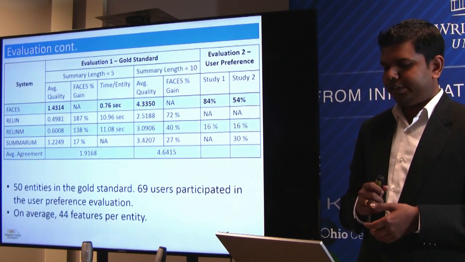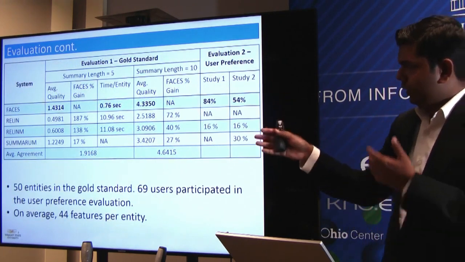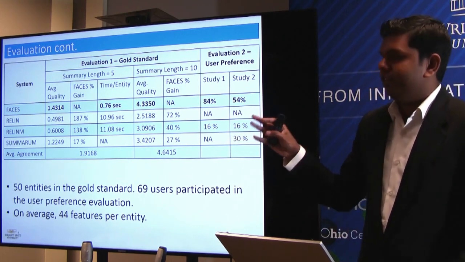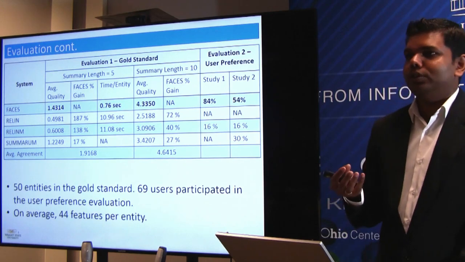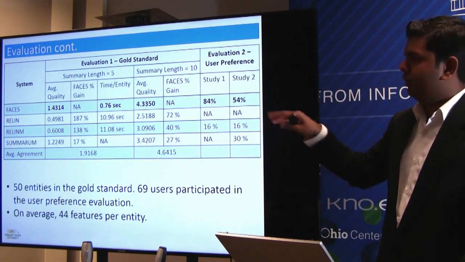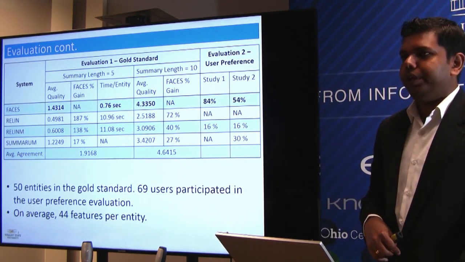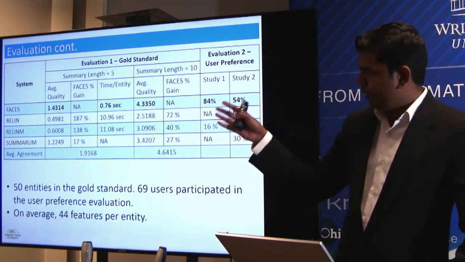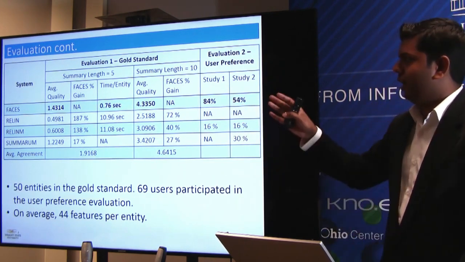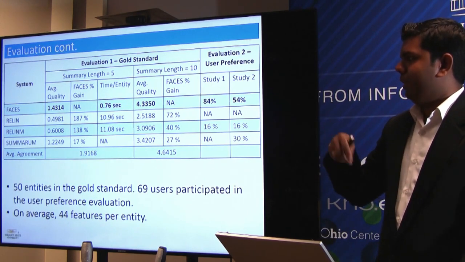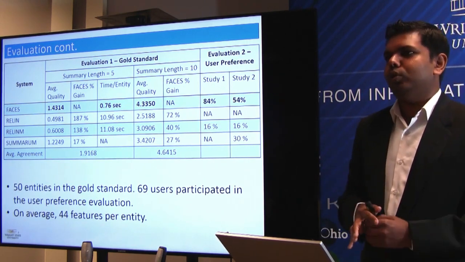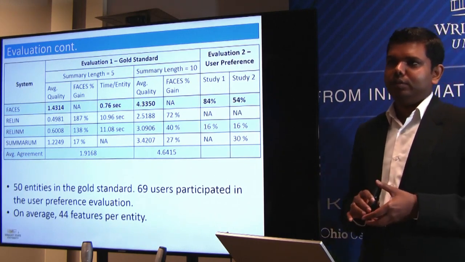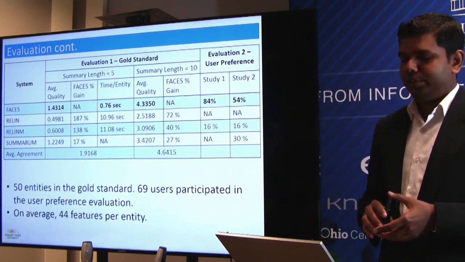So the results: we evaluated against state-of-the-art approaches. Raylene and Summarum are existing approaches that do entity summarization. For this, we use the DBpedia knowledge graph. For the summary quality in our gold standard, we achieved higher results, basically because we were able to cover more facts given the conciseness of the size of the entity summary.